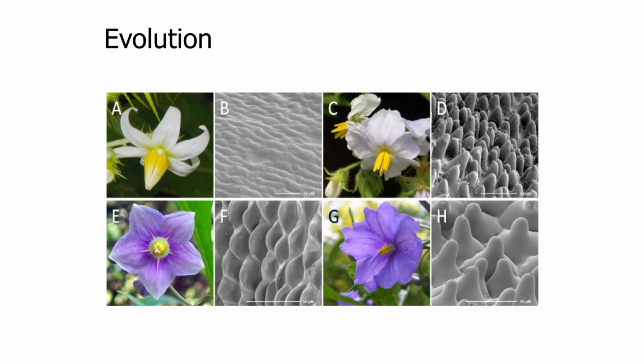So here's a couple of examples. This is Solanum capsicoides that I just pointed out to you with its flat cells, and here's Solanum cinnabarinum, which is a relative with conical cells. And then in a completely different part of the phylogenetic tree, not in that clade at all, this is Solanum aviculare with flat petal cells, Solanum laciniatum with conical petal cells.